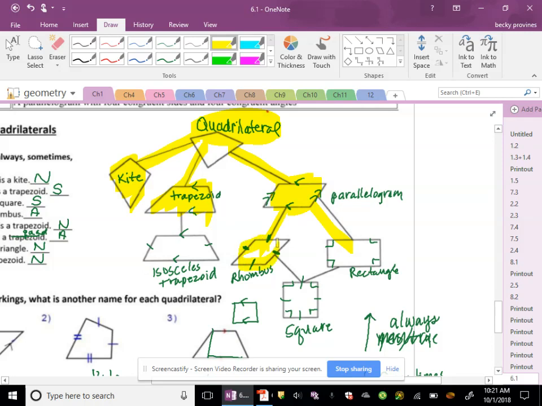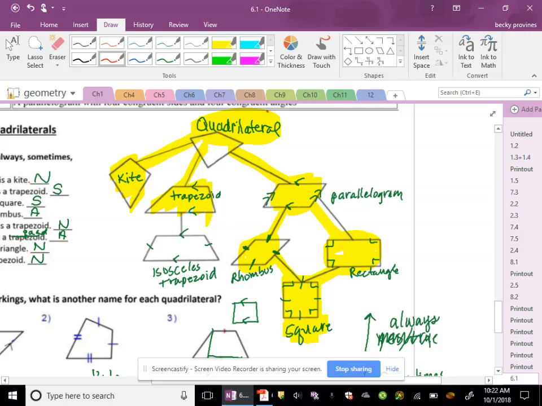If all the sides are equal, it's a rhombus. If all the angles are equal, it is a rectangle. When you put a rhombus and a rectangle together, it makes a square. So a square is the head shape. It's like king, because a square technically is a rhombus, and a square technically is a rectangle, and a square is technically a parallelogram and quadrilateral.